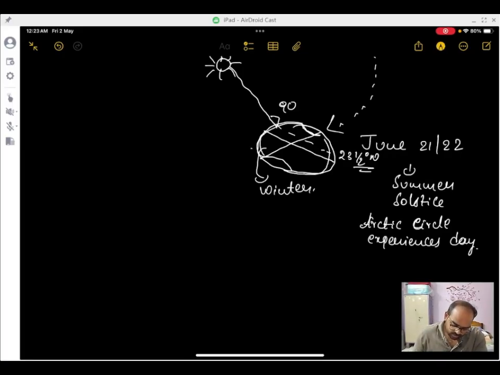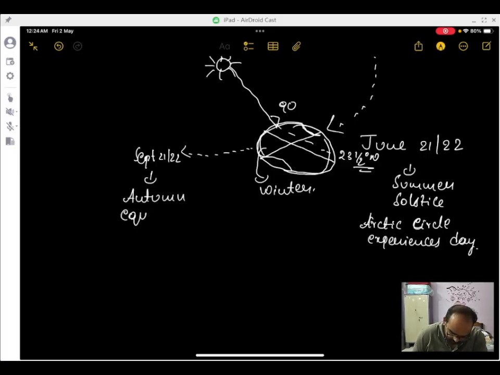So again, Earth moves from east to west, away from the summer period, and on September 21 or 22, we experience the autumn equinox. Again, equinox. That means the sun's rays fall vertically on the equator. This indicates that the sun's rays are slowly shifting southward.